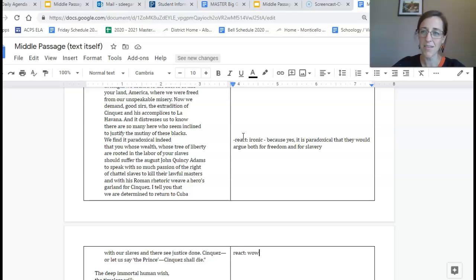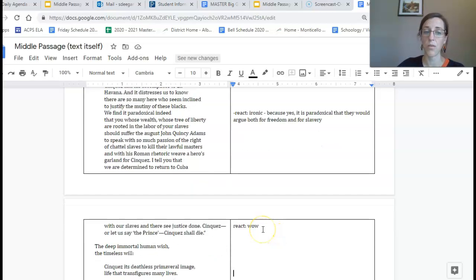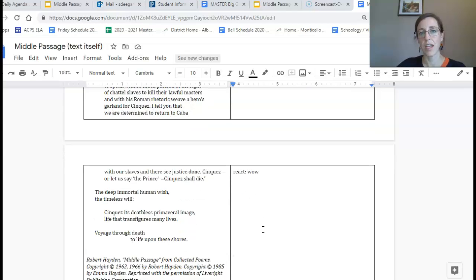I dislike this slave trader, and I dislike his monologue, but I think he's also right. He says we find it paradoxical, which means bizarre, puzzling, that you would argue for freedom, but also have slavery as a core system in your country. So you can do reactions like that where you write what's happening. You can just react with wow and words of reaction, emotional language. But fill this out in your own document. You'll submit this to me at the end of the week.